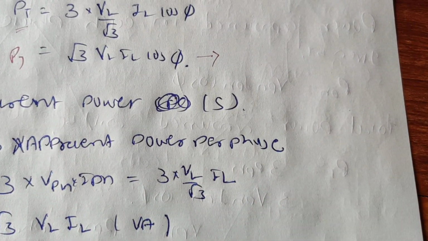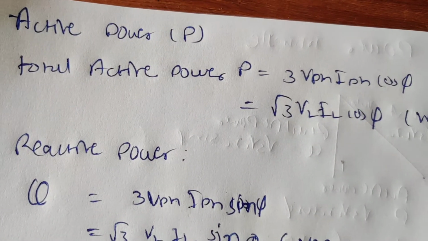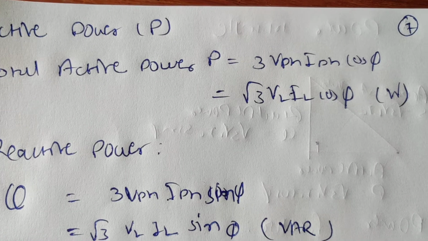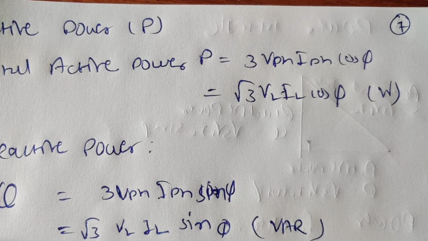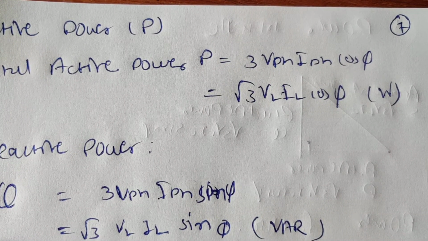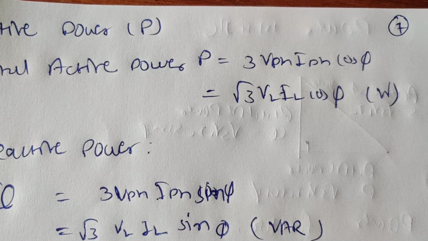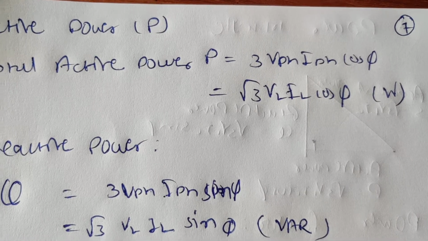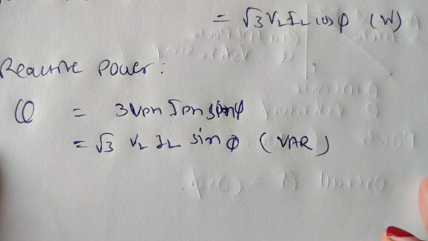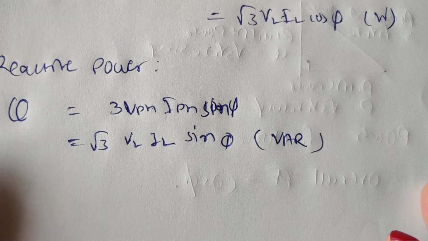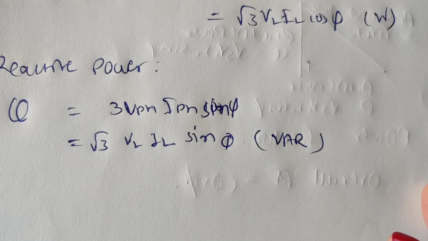Now what about the active power P? The total active power P is equal to 3 VPH IPH cos phi, with 3 because we are considering a three-phase circuit. It is measured in watts, and it is root 3 VL IL cos phi. The reactive power Q is equal to 3 VPH IPH sin phi, so again root 3 VL IL sin phi, and it is measured in volt ampere reactive.